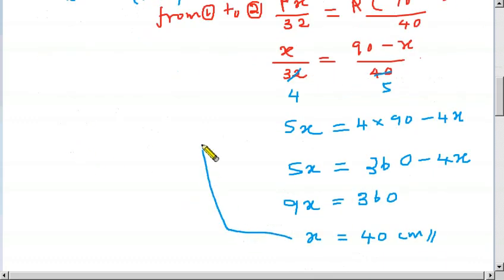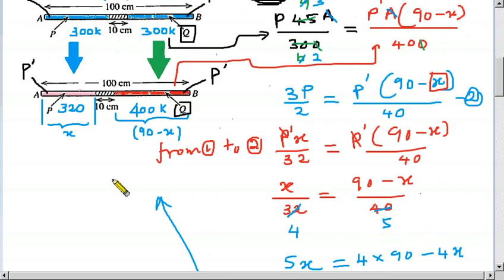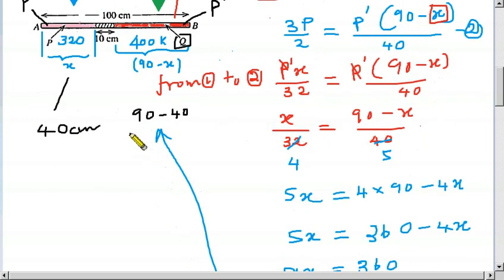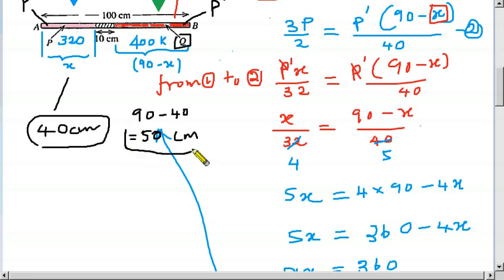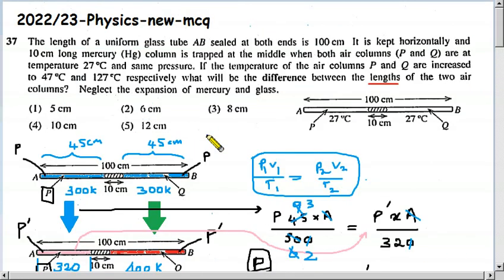Now we go back to our diagram. x is 40 centimeter, then 90 minus x is 90 minus 40, then we get 50. So the air columns are 40 centimeter and 50 centimeter. So the difference is 10 centimeter. So the answer is this one, the fourth one.